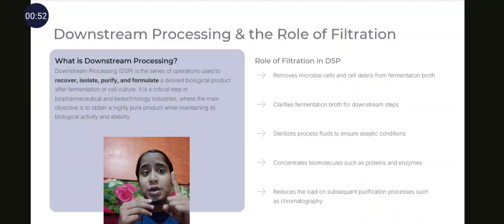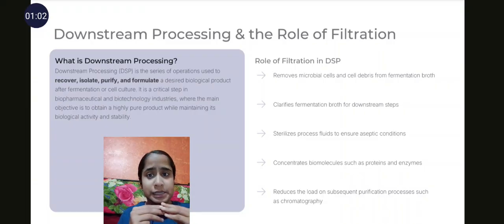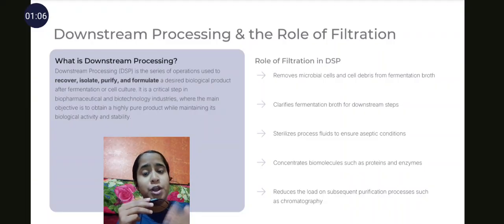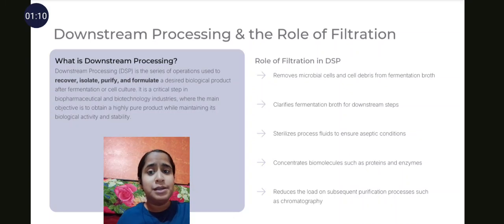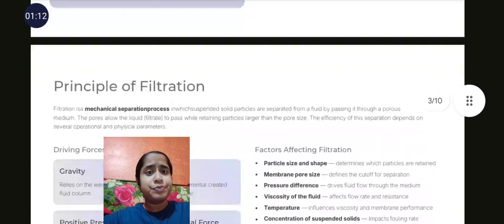Filtration is the first separation step. During fermentation, the broth contains microbial cells, cell debris, nutrients, proteins, and other impurities. Filtration removes these unwanted products for further purification processes such as chromatography and crystallization.